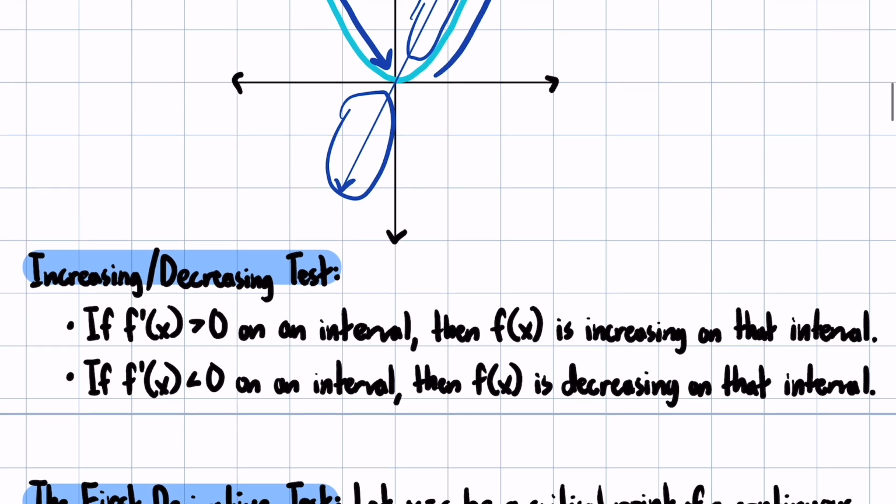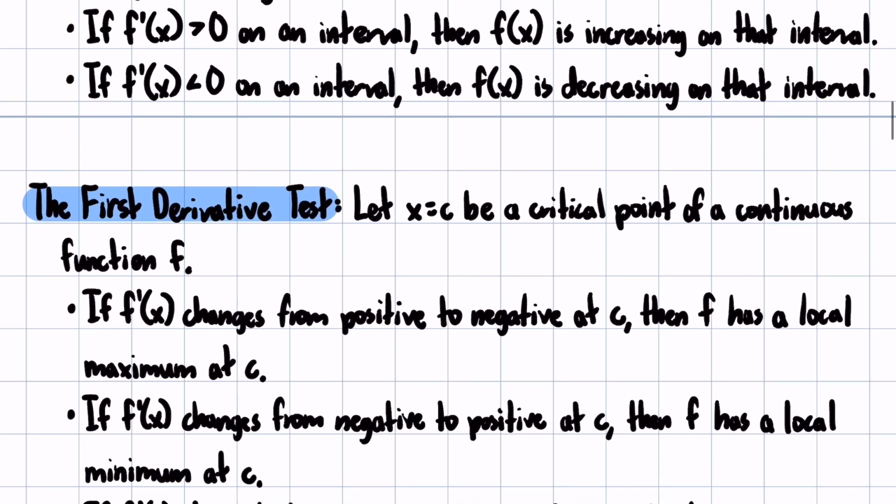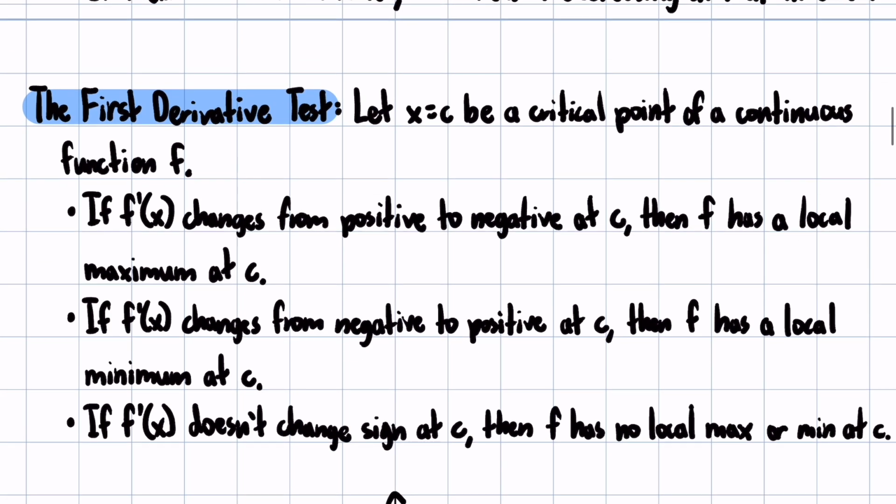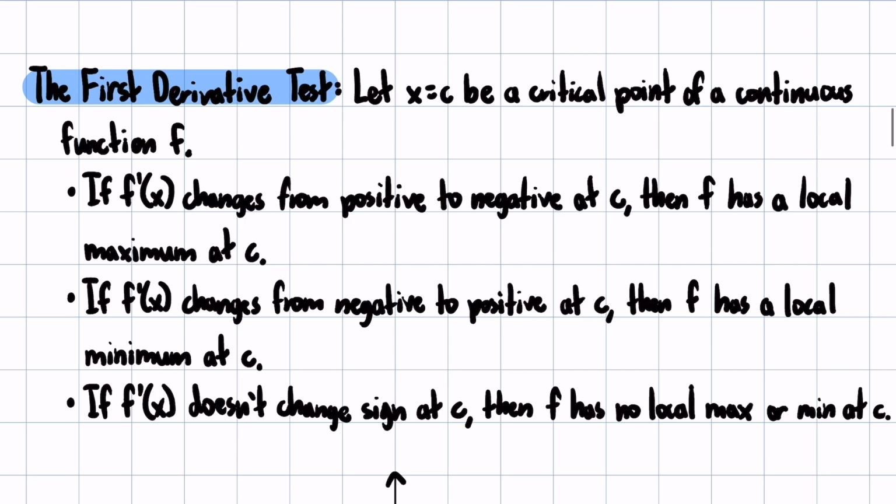Now, it turns out that increasing and decreasing isn't the only thing that we can tell. There's also something called the first derivative test, which is a way to tell where our function has local maxima and local minima. So basically, for this test, we take the critical points of a continuous function, right? Function must be continuous, and we consider any critical point c. If the derivative is changing from positive to negative at c, then f has a local maximum at c.